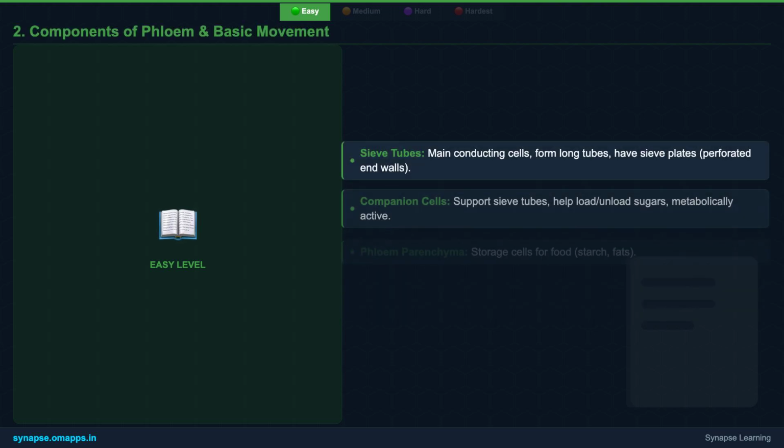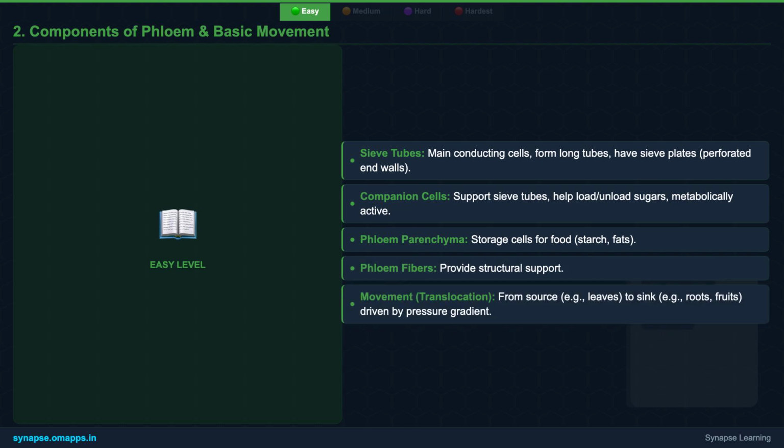Now, let's look at what phloem is made of. It's a complex tissue with several types of cells working together. The main channels for food transport are called sieve tubes. These are like long, hollow pipes, arranged end-to-end. They have special perforated walls, called sieve plates, which allow the sugary sap to flow through.